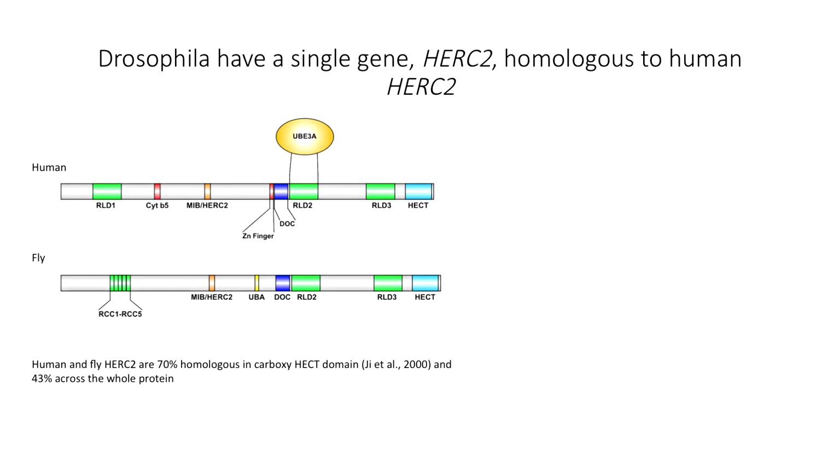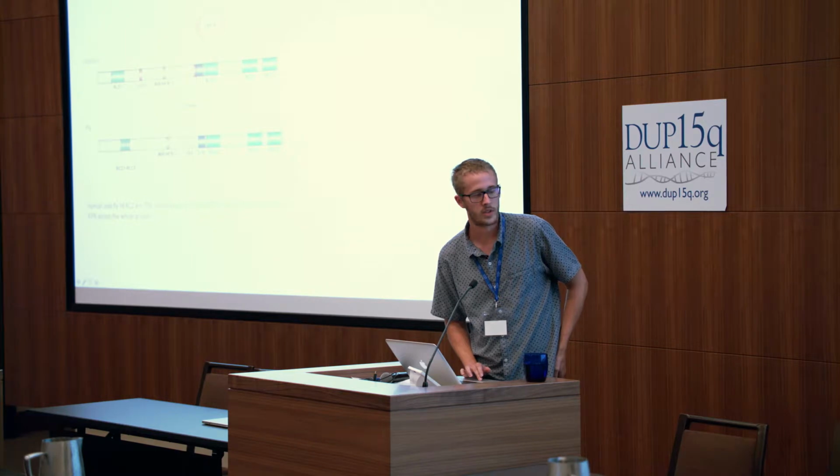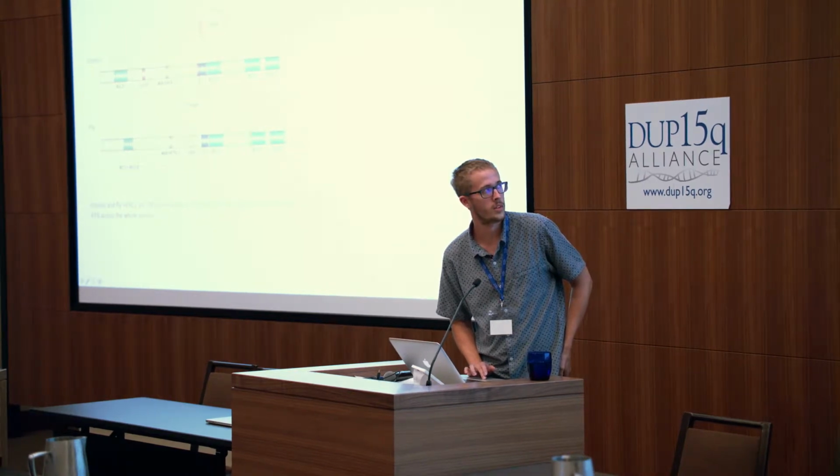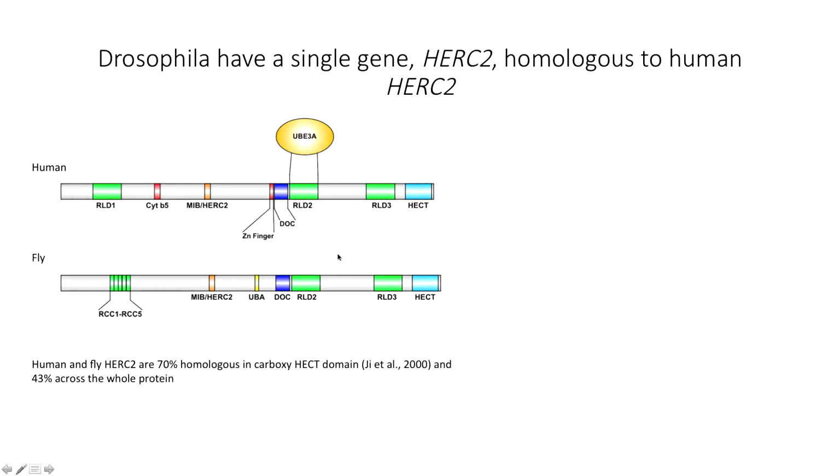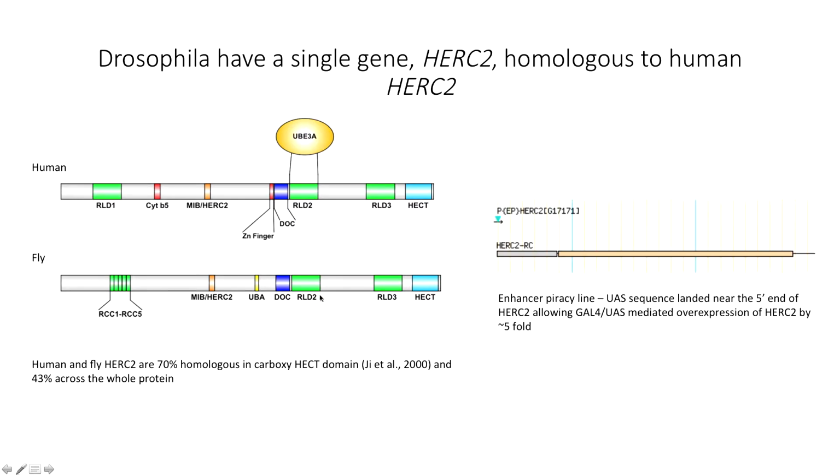Now, moving into Drosophila, fruit flies have a single homolog of HERC2, also called HERC2. You can see a lot of the domains are shared between human and fly HERC2, in particular the RLD2 domain, the domain shown to bind to UBE3A. So flies also have that domain conserved. And lucky for me, there was a fly line with a UAS element that landed right upstream of the HERC2 start site, so I can use the GAL4-UAS system to overexpress HERC2 at about 5 to 7-fold, depending on the GAL4 driver that I use.